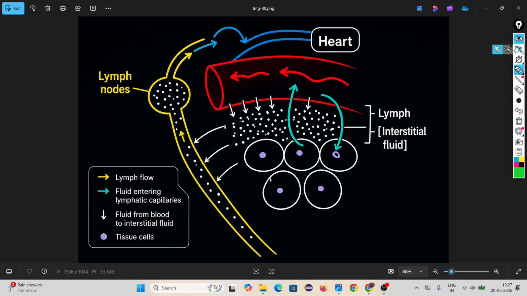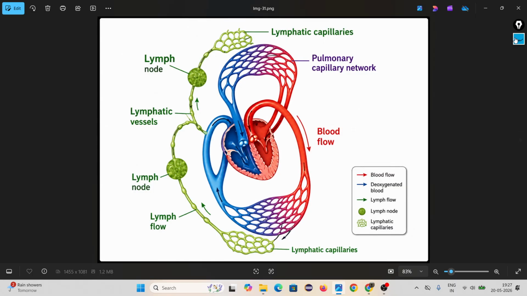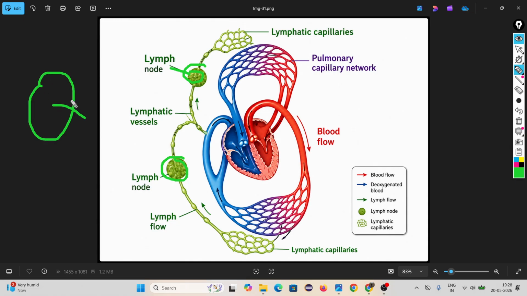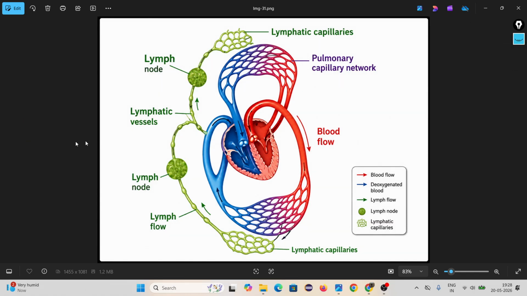If you look at this diagram, you can understand. Look, these are lymph vessels. Inside the lymph vessels, some node-type structures are present, called lymph nodes. What is the work of a lymph node? Lymph nodes kill some bacteria that are inside the lymph.